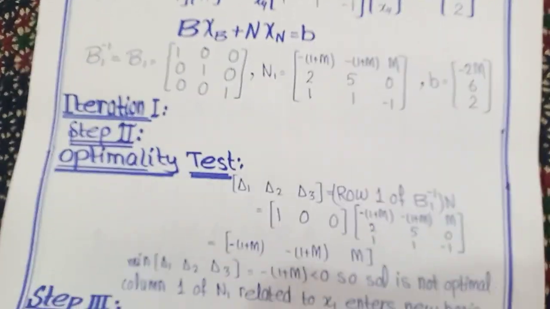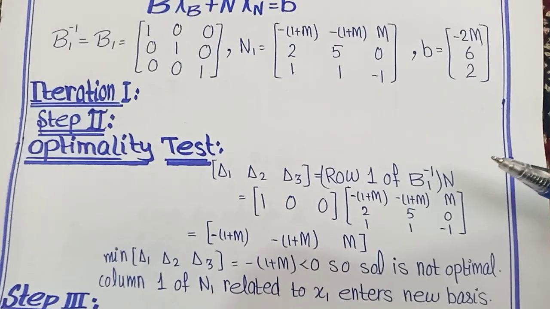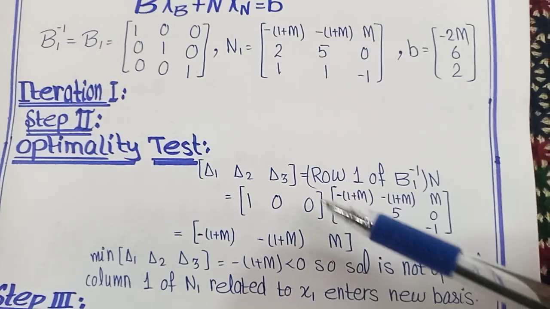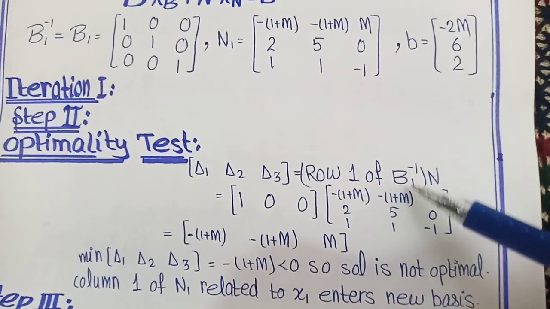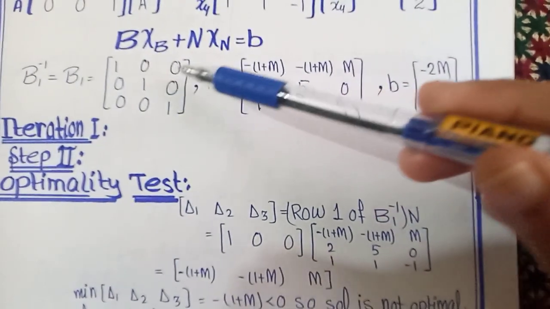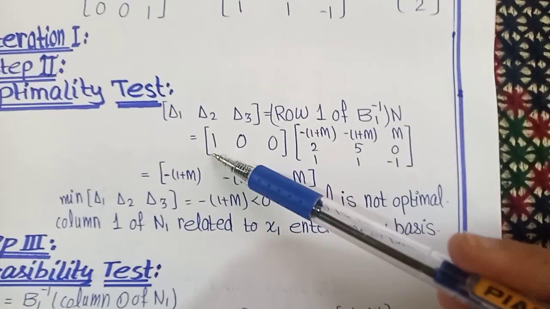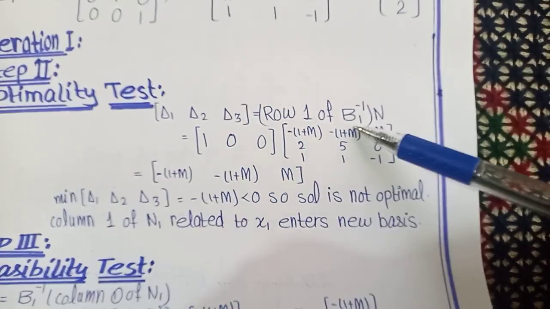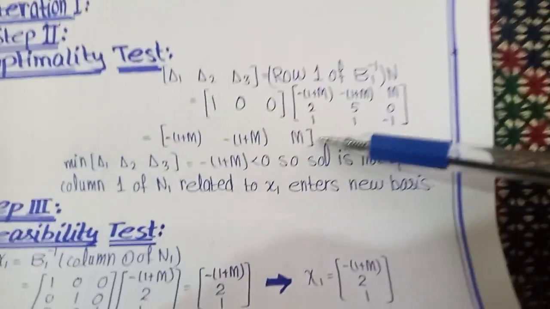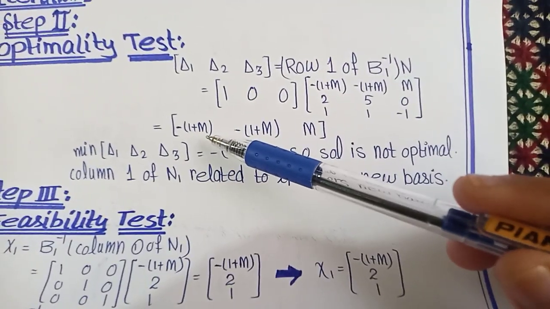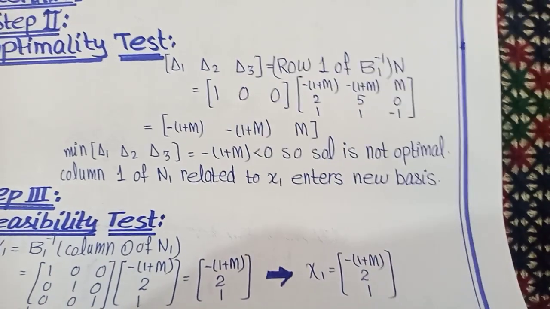Next, iteration number 1. Step number 2, to check whether it is optimal or not. Delta 1, delta 2 and delta 3 is equal to row 1 of B1 inverse, which is 1 0 0, and N is this. Multiplication: 1 is multiplied by 1, 0 and 0, then 0, then 0. Minus 1m plus 1.